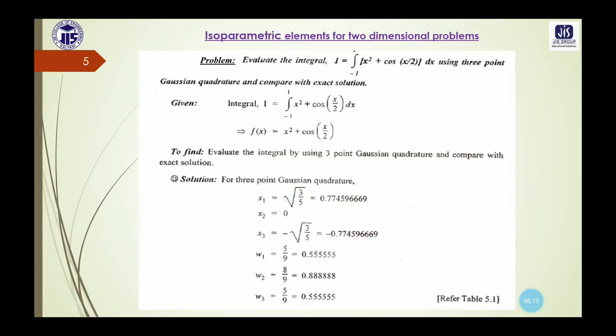Now for 3-point Gaussian quadrature, what we have seen just now from the table is that x1 is given as root under 3 by 5, that is plus root under 3 by 5, that means 0.7745. Then x2 is given as 0 and x3 is given as minus root under 3 by 5, so minus 0.7745. Next, corresponding to x1 and x3, the values of w1 and w3 are given as 5 by 9, and corresponding to x2, the weight w2 is given as 8 by 9. So all these values of x1, x2, x3 and w1, w2 and w3 we have got from the table.